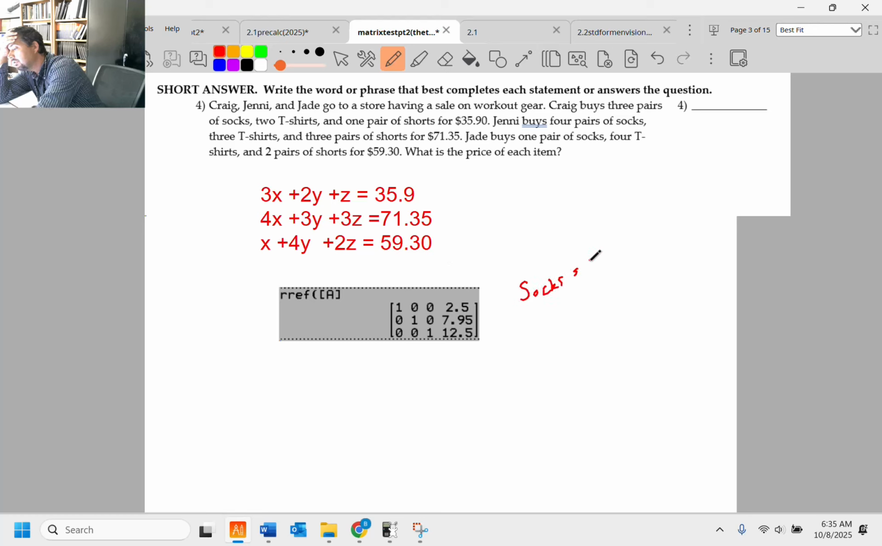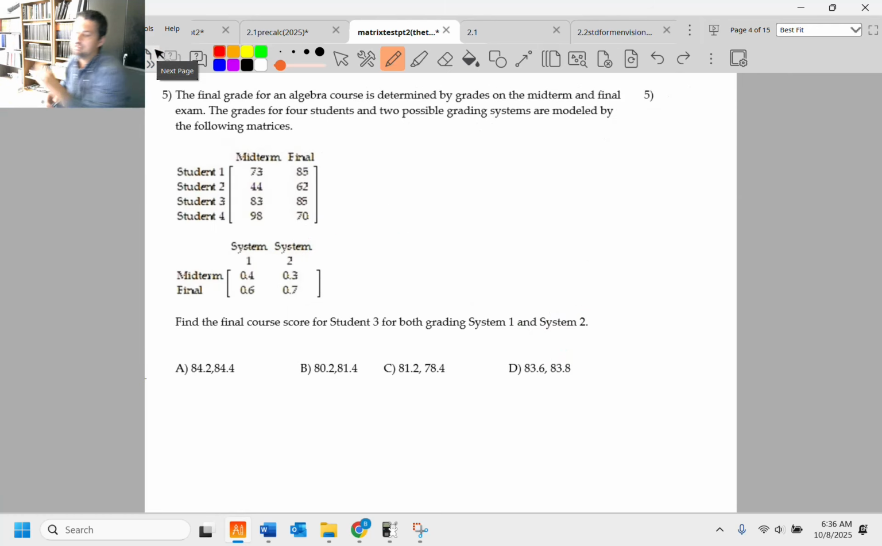But anyways, remember this is about your socks. Socks, $2.50. This is money, kids. This is about t-shirts. T-shirts cost $7.95, and the last one is about shorts, $12.50. It's not a hard problem. All right, I'm going to pause real quick, and I'll be right back.